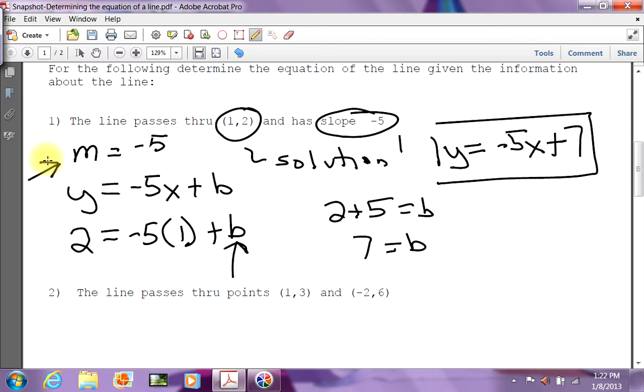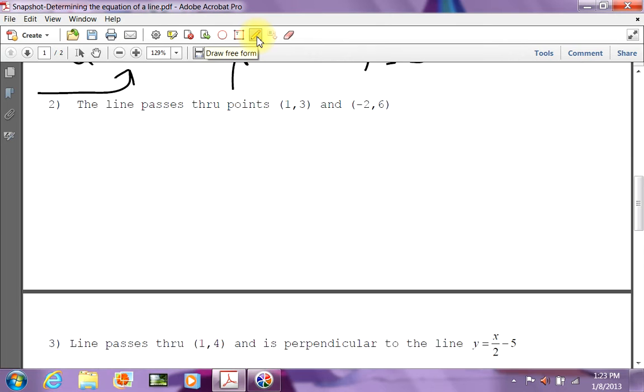Okay, so once again, the first thing I did was find the slope. The second thing I did, I worked with the fact that I was given a point that's on the line, and that point has to be a solution. What I did was plug it into the equation: y is equal to 2, and x is equal to 1. And therefore here's the actual answer. Let's go to number 2.